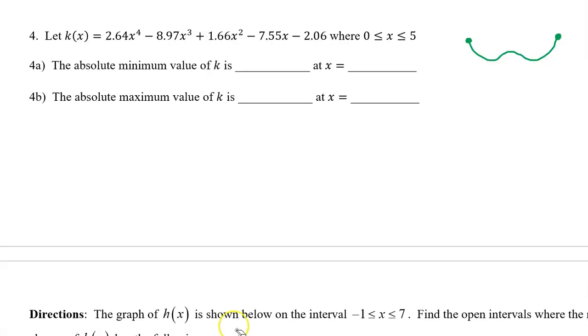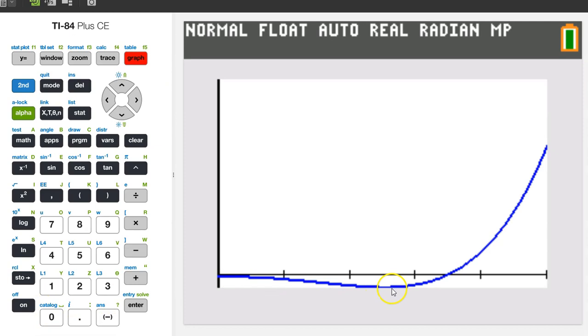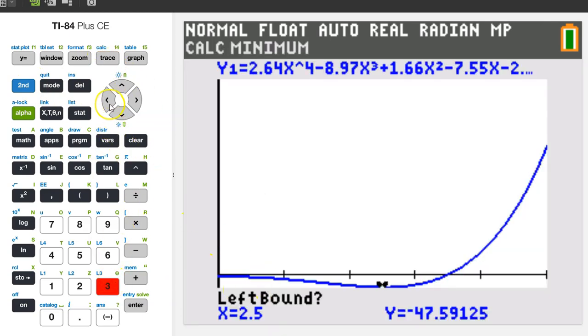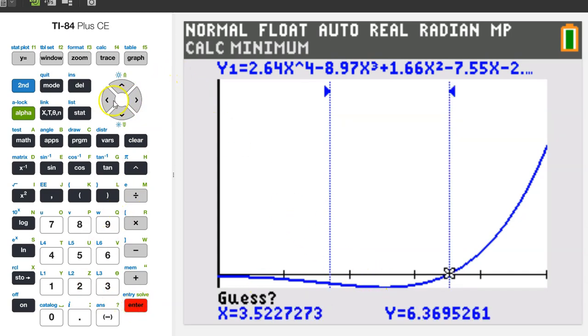So what are we being asked to find? We need to find the absolute minimum value and the absolute max. The absolute min is going to be somewhere right in this area. So here we go again. Second trace. Option 3. Left bound. Get on over to the left. Hit enter. Right bound. Be somewhere definitely to the right. And hit enter. Guess. Move to where you think it is and hit enter.